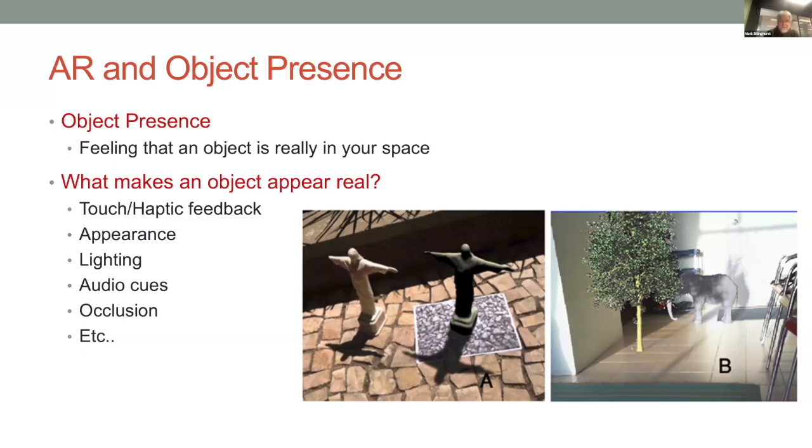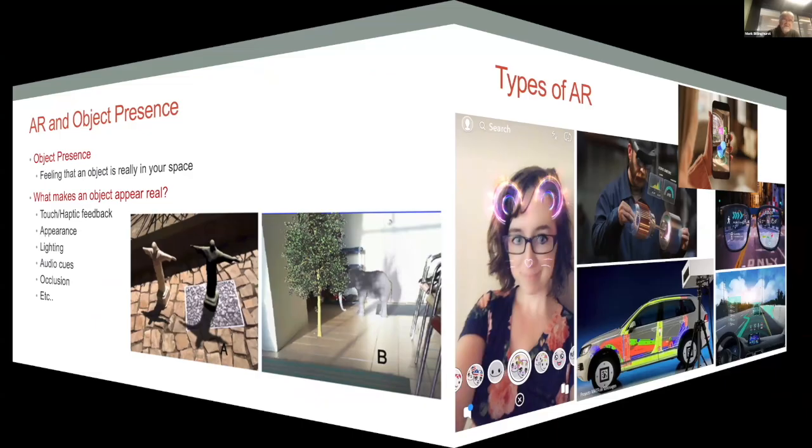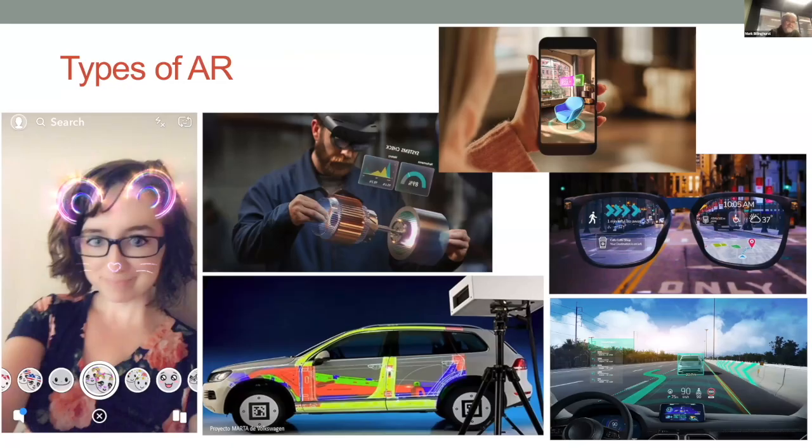And then again, just like with VR, you've got many types of AR displays. So you can see here, there's a mobile AR with Snapchat. You can project onto cars with spatial augmented reality. You've got AR on the windshield of your car. You've got smart glasses, and you've got immersive displays as well. So many different ways of experiencing it.